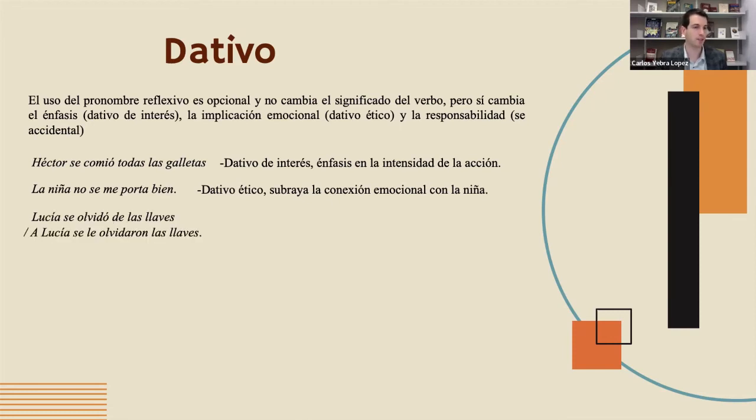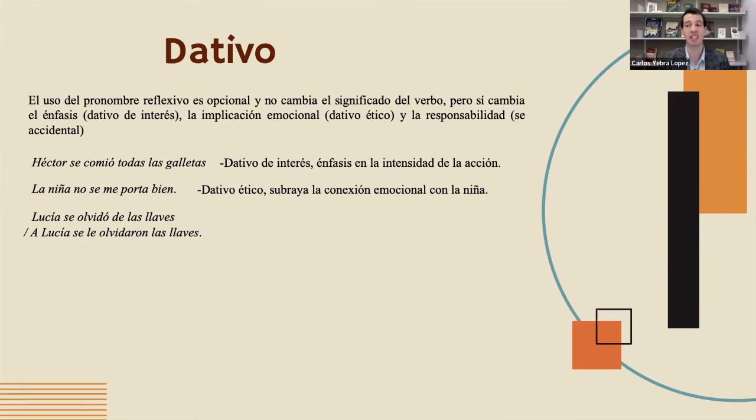And finally, we have the se accidental or accidental se, and this is used to express that whatever happened in the sentence was an accident, was not done on purpose. For instance, Lucía se olvidó de las llaves. Lucía forgot the keys. Connotation is very different when we add se in the translation into Spanish, because in the English sentence, Lucia forgot the keys. Who is to blame? Lucia, because she did an action, that of forgetting the keys, so it's her fault. However, if I say Lucia se olvidó de las llaves, it just means that this situation happened to her.